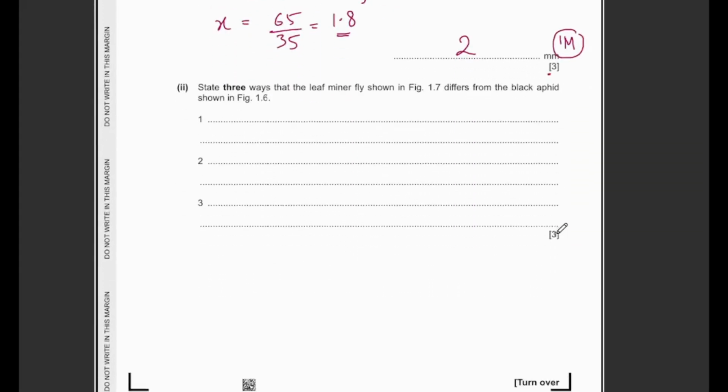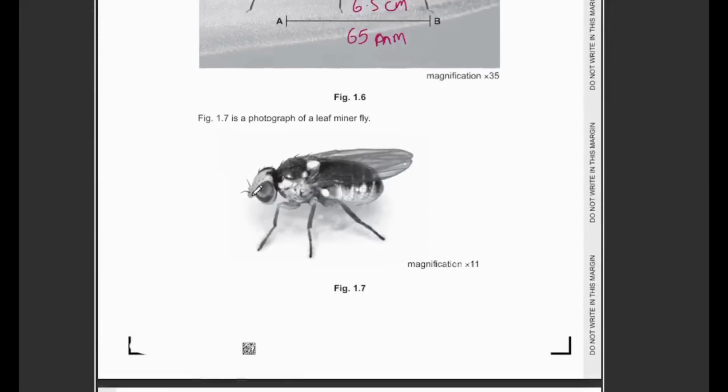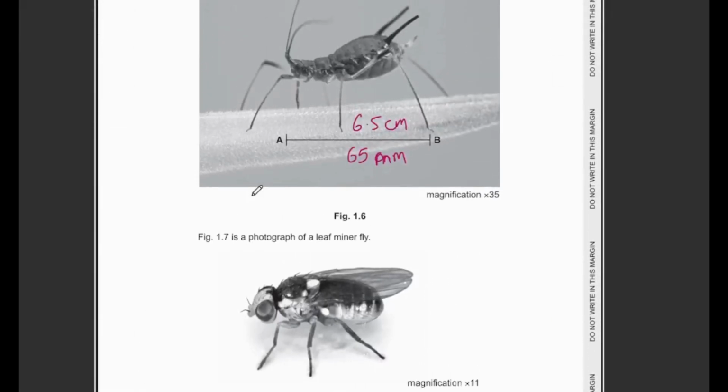Moving to the next one. State 3 ways the leaf miner fly shown in figure 1.7 differs from the black aphid. So let's spot the difference in these two figures. What is the difference? Let's wear the Sherlock Holmes cap and find out the difference. Spot two differences, five differences, anything that you want. Okay, let's see.